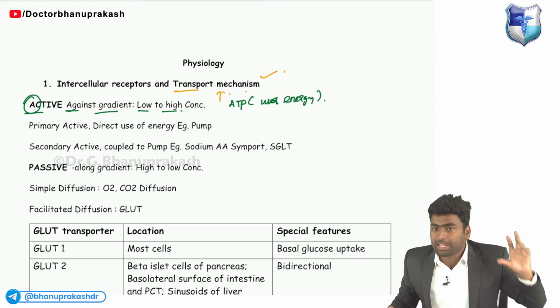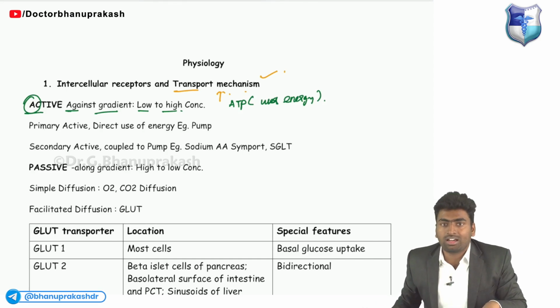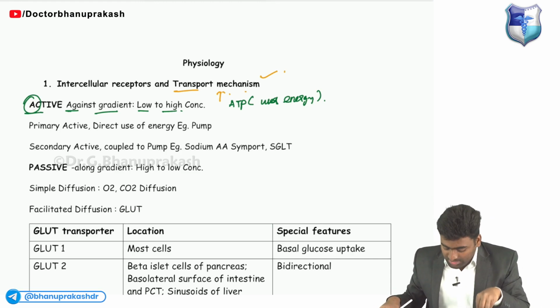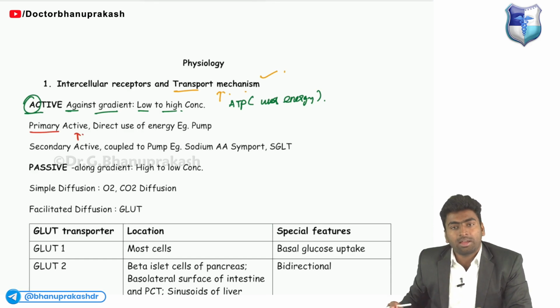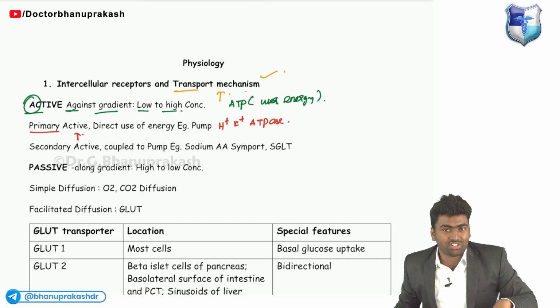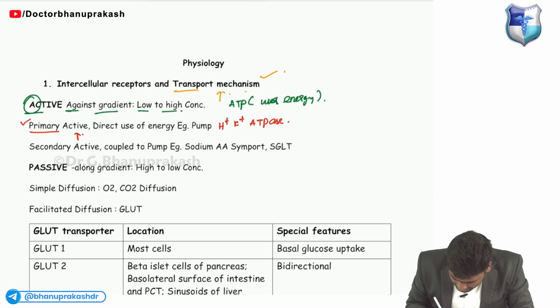And there are different types of active transport. They might use energy, either they may use or their friend may use. For example, in a case of primary active transport, the channel itself or the pump itself uses energy. For example, our hydrogen, potassium, ATPase pump. It uses direct energy or it uses direct ATP and does its work. So it is what? It is the primary active transport.